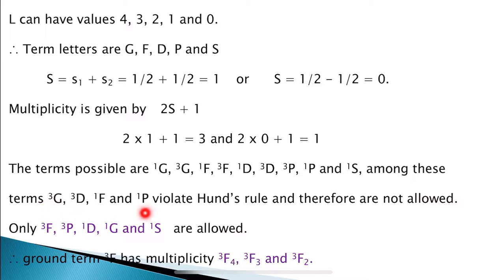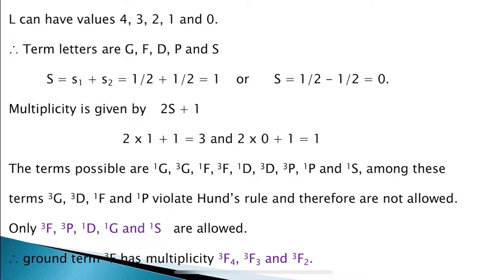Among these, these 4 violate Hund's rule. Why they violate Hund's rule: we have to see what Hund's rule says. According to Hund's rule, the most stable state is that with maximum multiplicity. So we have to consider this. Here the maximum multiplicity is 3. For that reason, 3F and 3P are possible as term symbols.